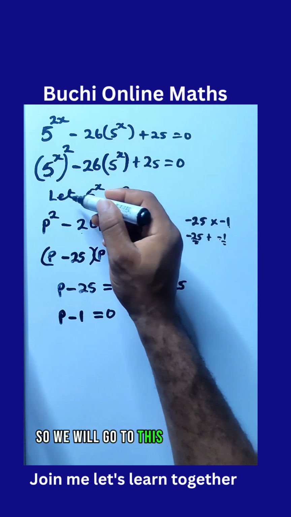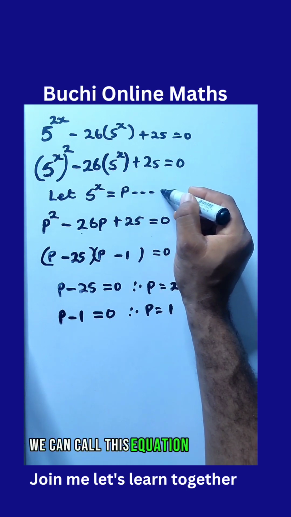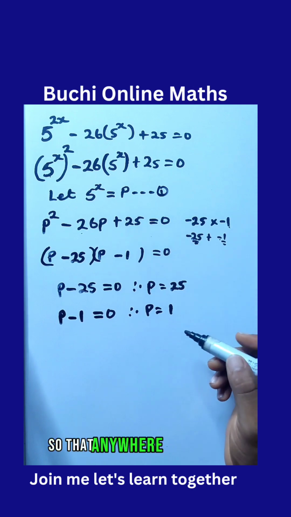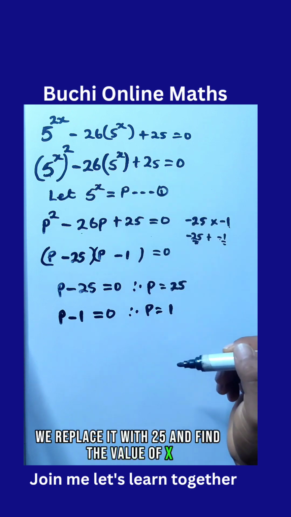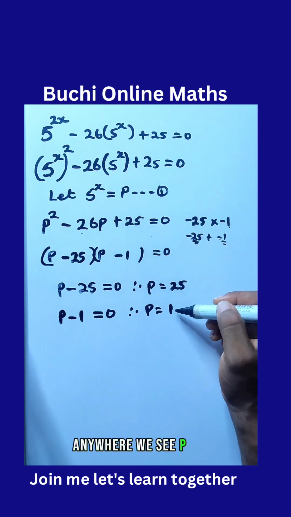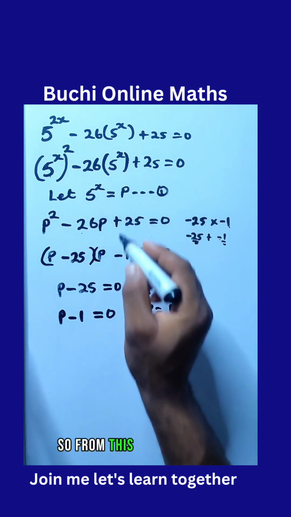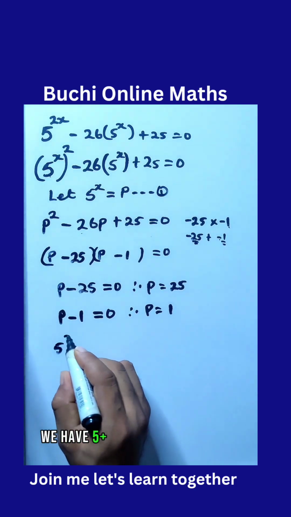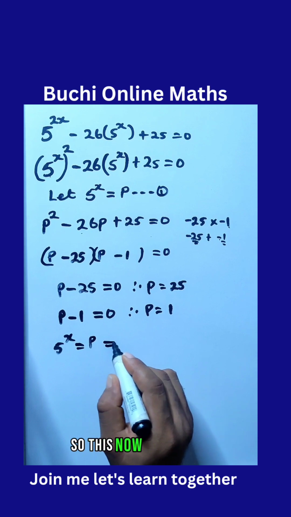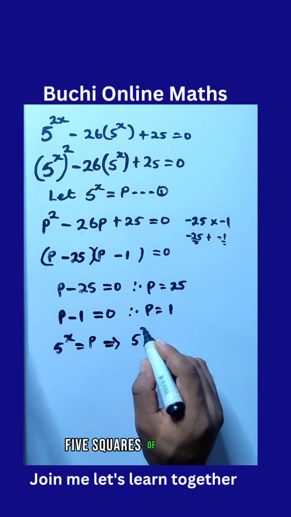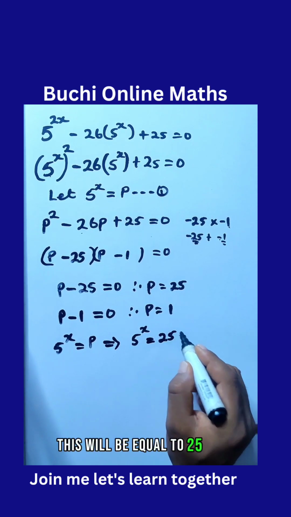So we will go to this equation where we said let 5 raised to the power x equals P. We can call this equation 1, so that anywhere we see P, we replace it with 25 and find the value of x. Then we go again, anywhere we see P, we replace it with 1 and also find the value of x. So from this equation 1, we have 5 raised to power x equals P. So this now will be 5 raised to power x. That's when P is 25. This will be equal to 25.